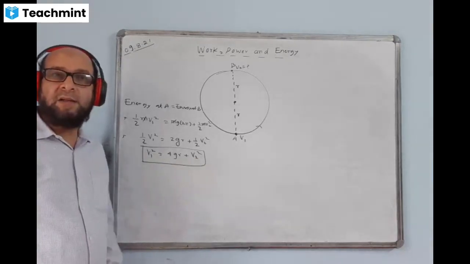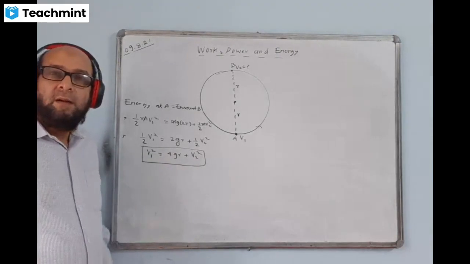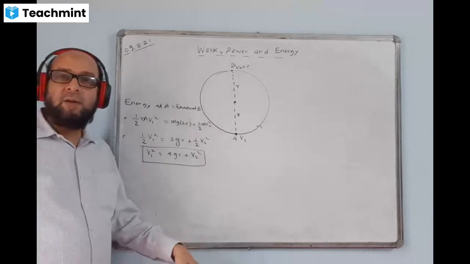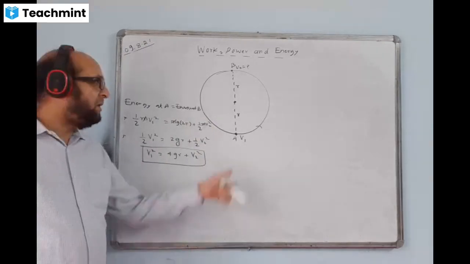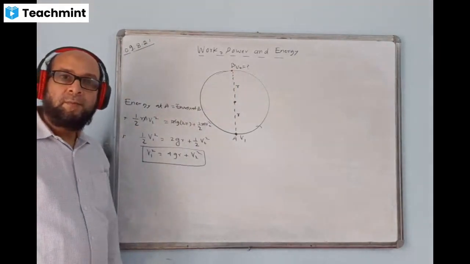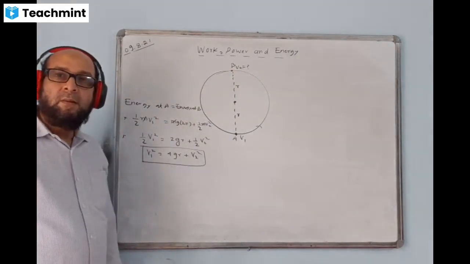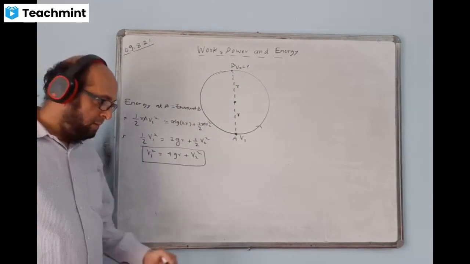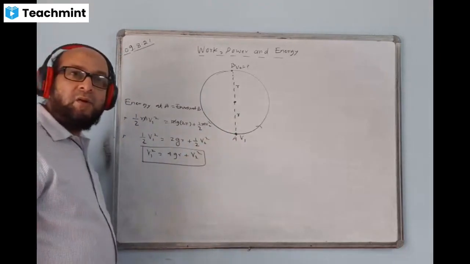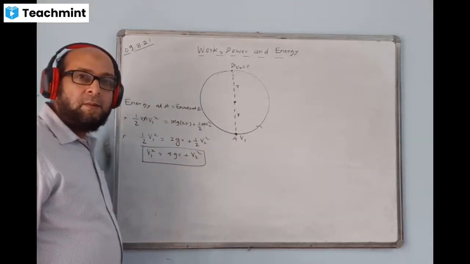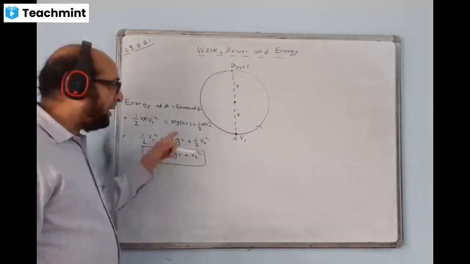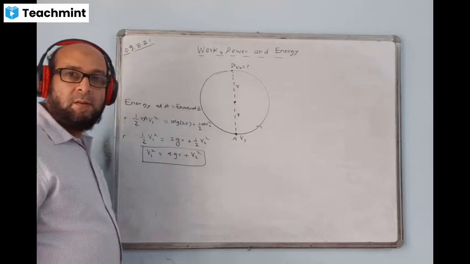This is the concept we will apply: we make the energy value equal at all the points. We know the total energy remains constant. Energy at this point is equal to energy at this point. Understood? Yes, sir. Do you have any question regarding this? No, sir.